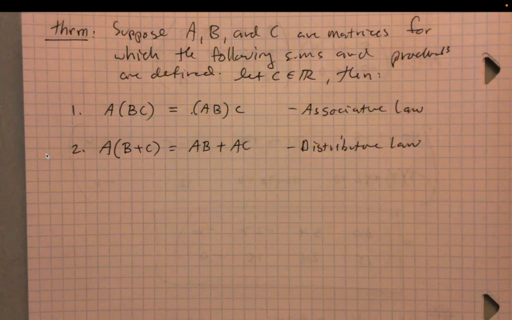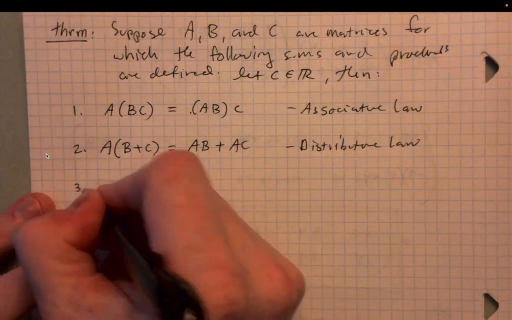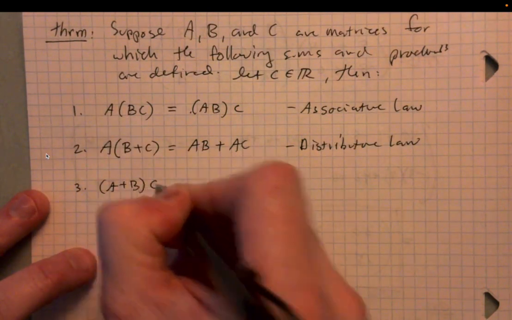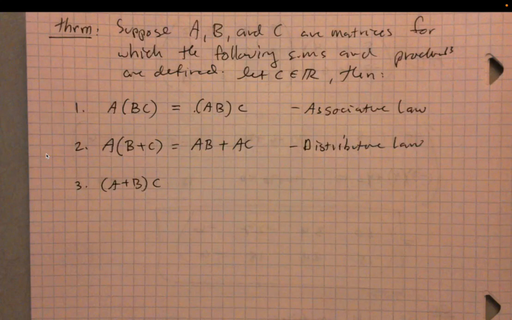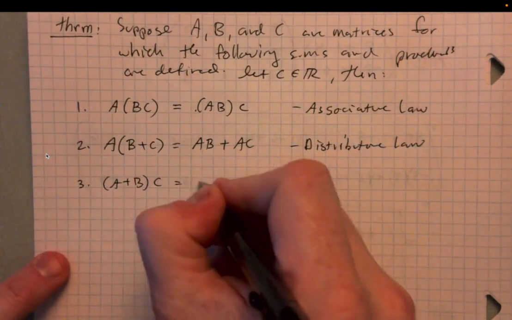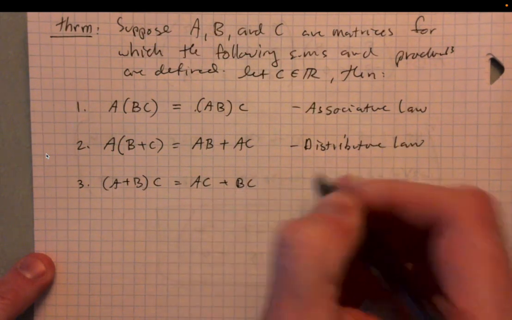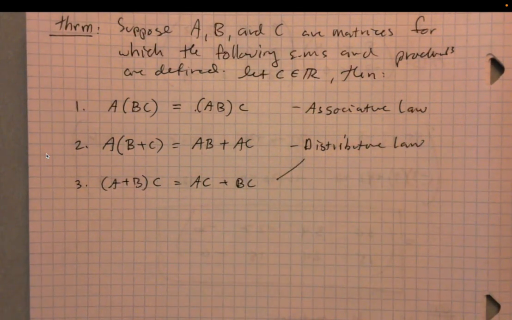And then the same thing from the other direction is fine as well. So A plus B multiplied by some matrix C is going to give the same result as A times C plus B times C. So again, distributive law.